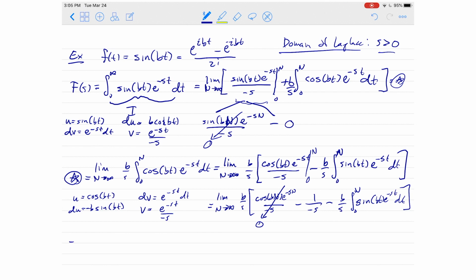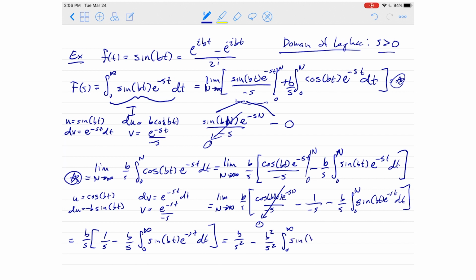And so that leaves us a couple more little pieces. Now I'm just going to go ahead and expand out the limit. So I get b over s times 1 over s minus b over s times the integral from 0 to infinity of sine of bt e to the minus st dt. And if I multiply through by bs, I get b over s squared minus b squared over s squared, and then times the integral from 0 to infinity of sine of bt e to the minus st dt. And so again, this is what we're looking for. This was our I. If you look at the very left-hand side of everything we did, that is I there, and then we have an I popping up over here. So let's take it onto the next page.